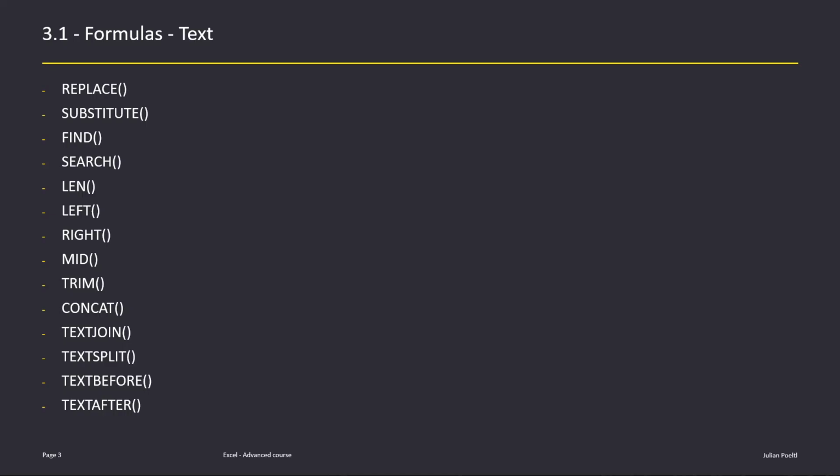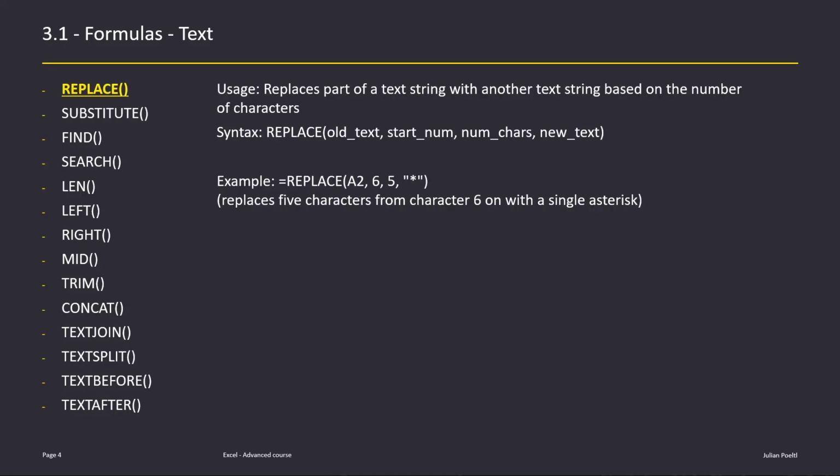Now, to the main topic of today's video, the text formulas. As you can see here, there are a lot of them, and we will cover all of them, but most of them are quite easy. So, replace. I've never used this, I think. Replace is a function you use when you want to replace parts of a text string with another string based on the number of characters. For example, you want to replace 5 characters from character 6 on with a single asterisk. But I've never used this formula.